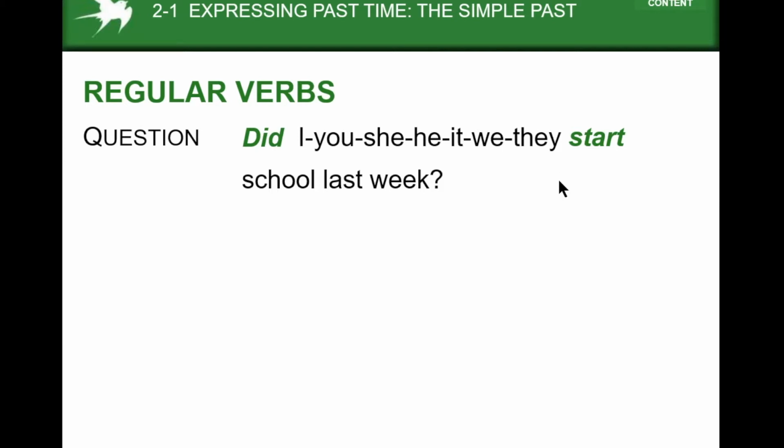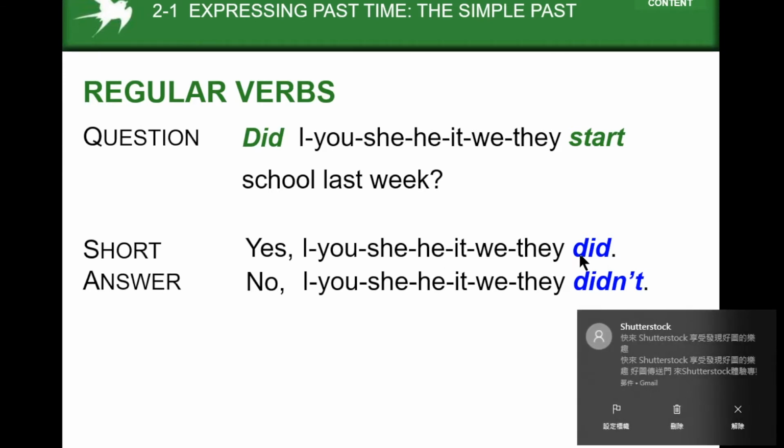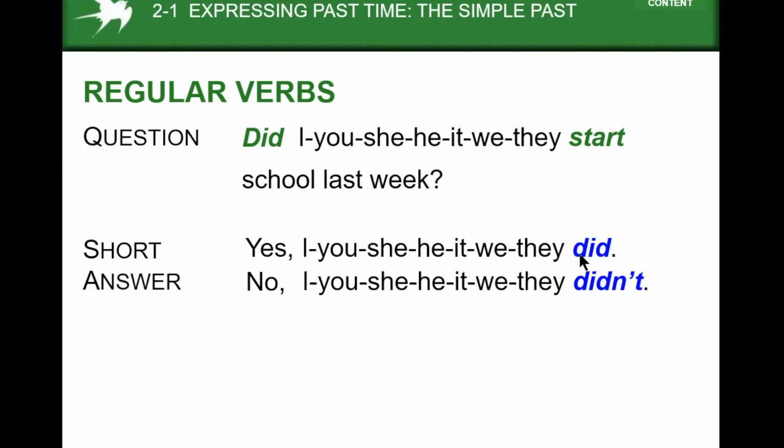And to answer this, you can answer with yes or no. But we need something more than just yes or no. We need yes plus the subject plus the helper verb. So yes, they did. If we want to answer with no, we need to have no, so we can say no, they did not.